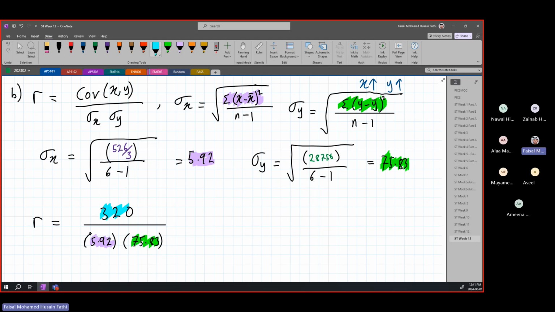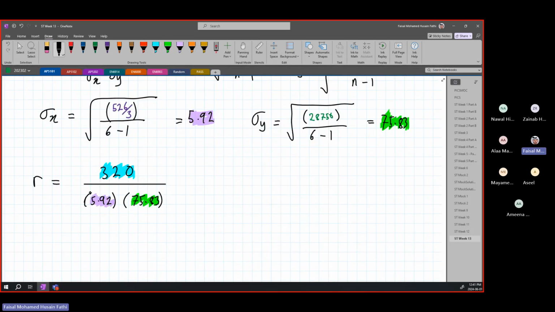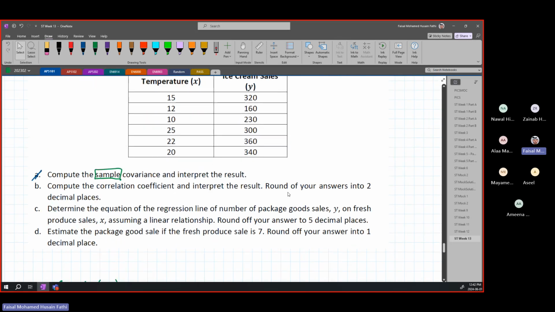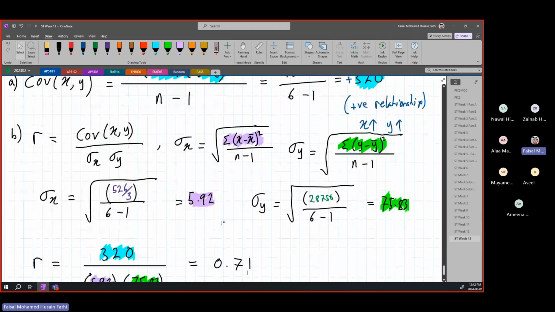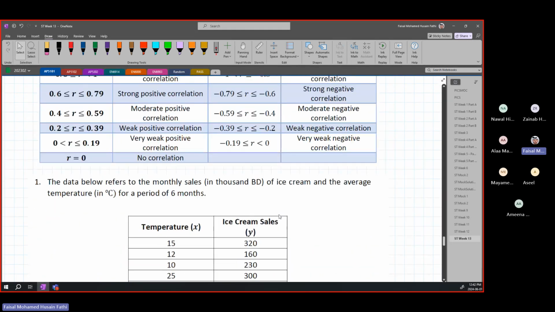And this is my covariance that we have found here. All right? And that's it. Plug this into the calculator, you're going to get a value of 0.71. All right? So now the question is also saying interpret the result. And they wanted us to round it into two decimal places. So that's why I have put it up to 2 decimal places. But I'm pretty sure you guys know how to round at this point.